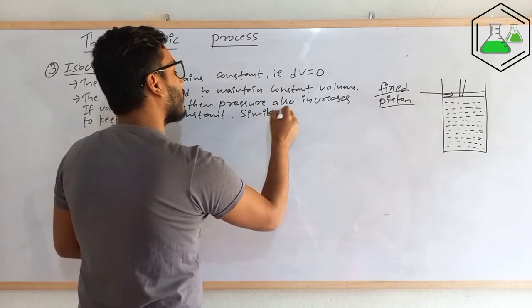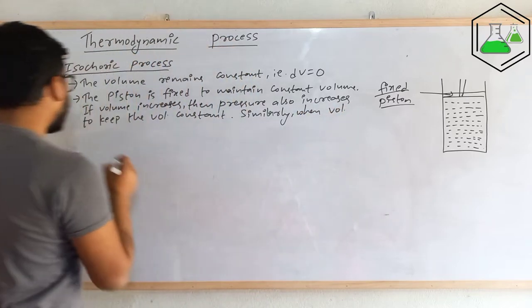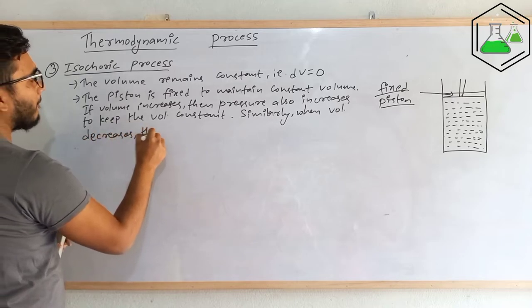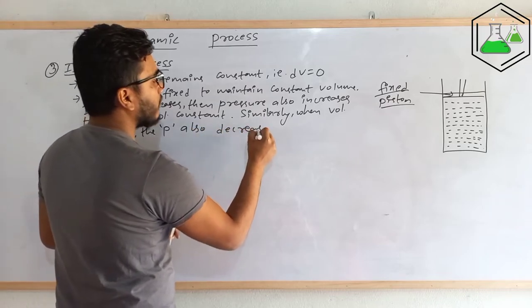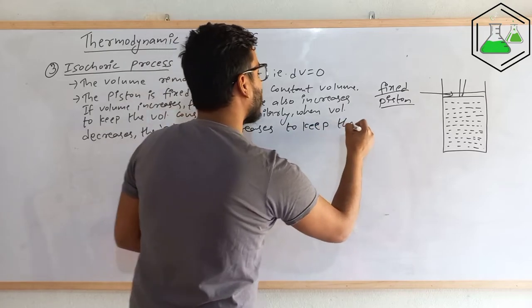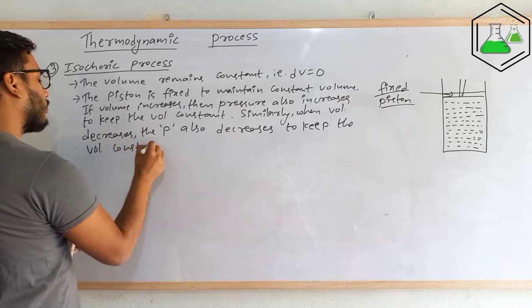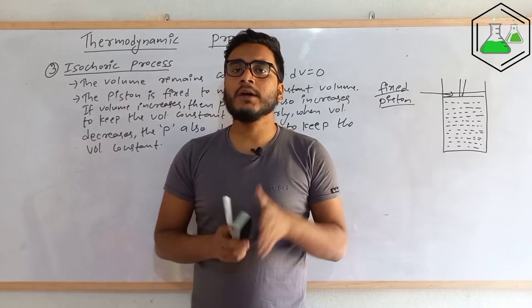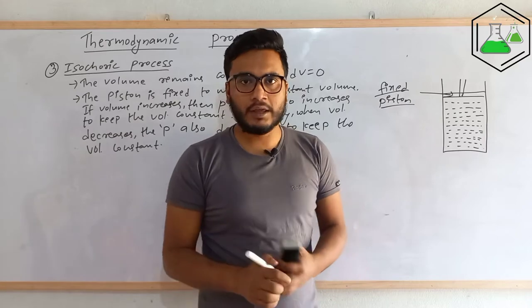Similarly, when volume decreases, the pressure also decreases to keep the volume constant. So, pressure increases or decreases to keep the volume constant, and this is called the isochoric process.